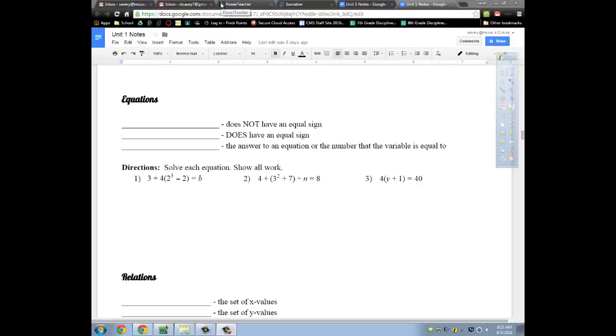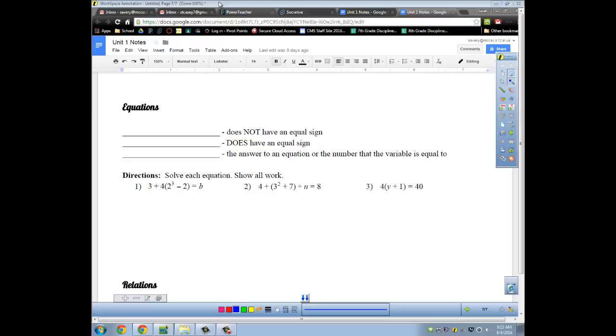So again, I did throw in a couple of harder examples, but the harder examples won't be on your homework, and we'll get to it in a later section. The main focus today is knowing what an equation is compared to an expression. So the first blank is going to be expression.